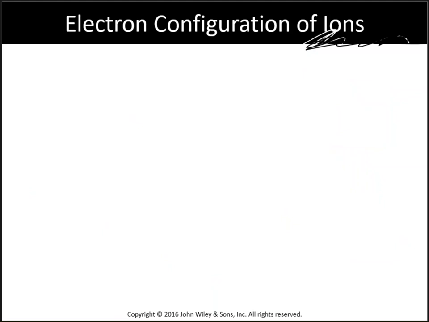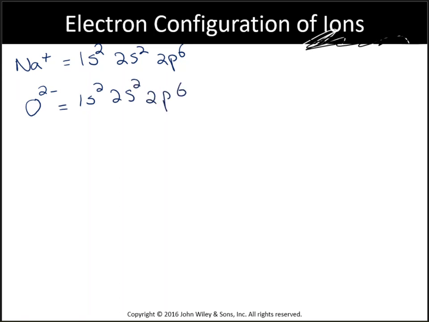Now let's look at electron configuration of ions. So let's say we want to write the electron configuration of sodium ion. So we would expect 10 electrons for sodium ion because sodium metal by itself has 11 electrons. Now, one positive charge means that it has lost 1 electron, so you would expect 10 electrons for a sodium ion. So the electron configuration is 1s2, 2s2, 2p6. Let's say you want to write the electron configuration of an oxide ion. Oxide ion has 10 electrons, so the electron configuration is 1s2, 2s2, and 2p6.